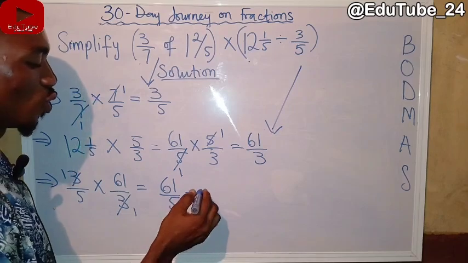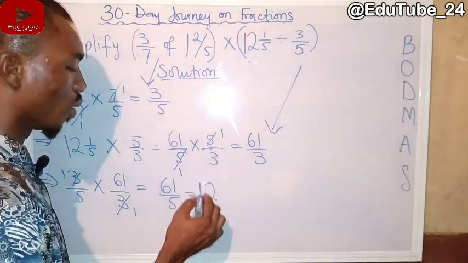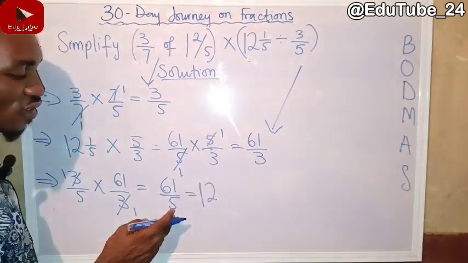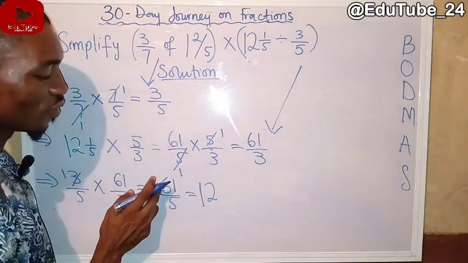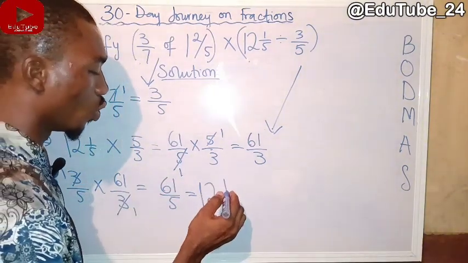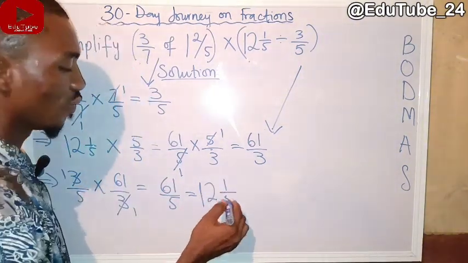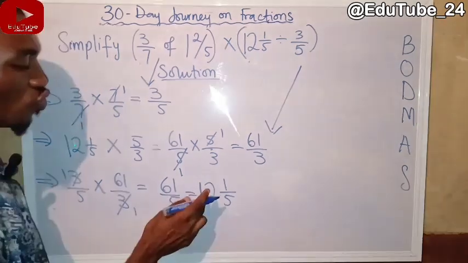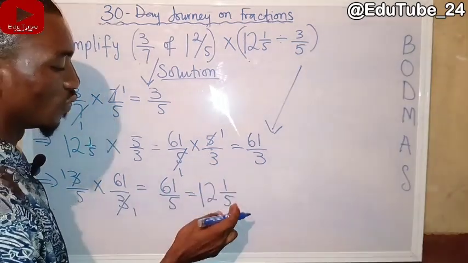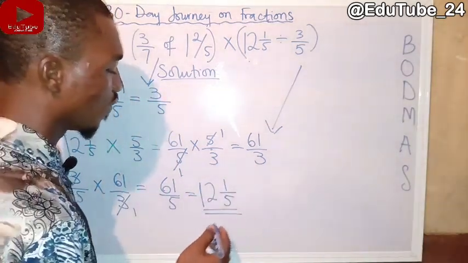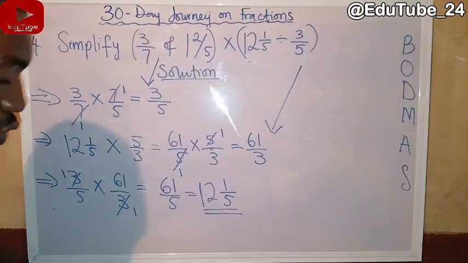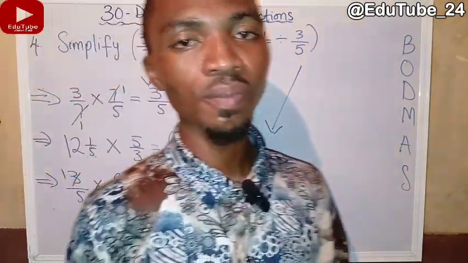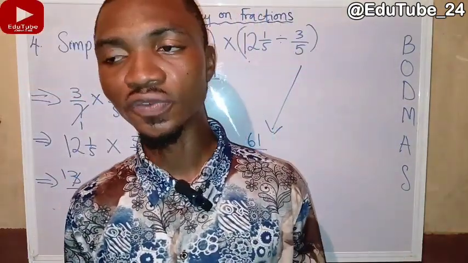So 61 divided by 5 will give us 12 whole number, because 12 times 5 is 60. And when we take away the 60 from 61, we are left with 1 over 5. So 61 divided by 5 is 12 whole number, remainder 1 over 5. And that is the final answer for this question. And this is the final part of our work for today.